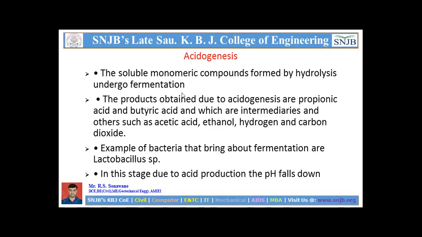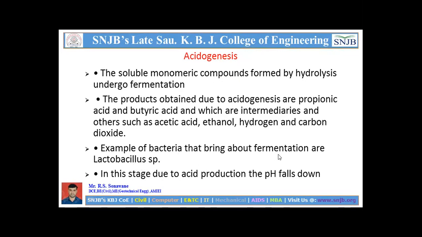Large organic matter. That means large organic matter is broken down into small monomeric compounds. If that monomeric compound becomes soluble, that means in liquid form, at that time it undergoes fermentation. The products obtained from acidogenesis are propionic acid and butyric acid, and the intermediates and others such as acetic acid, ethanol, hydrogen, and carbon dioxide also. It's a byproduct of the monomeric compounds. An example of bacteria that bring about fermentation is Lactobacillus sp.